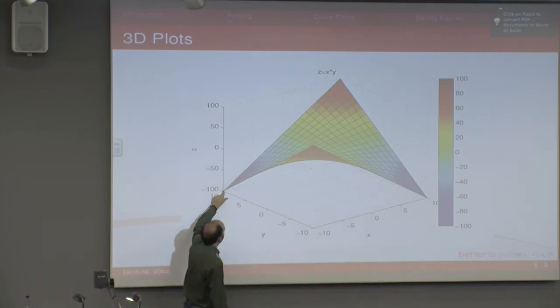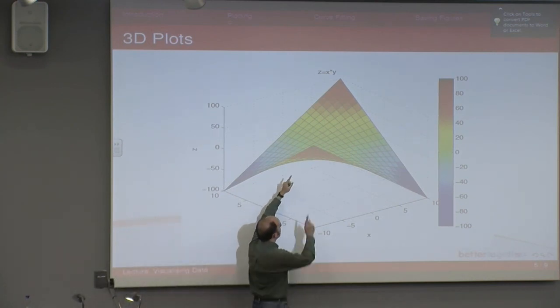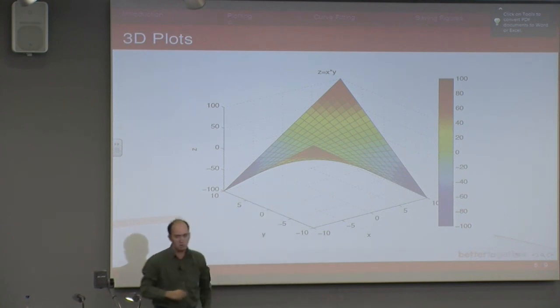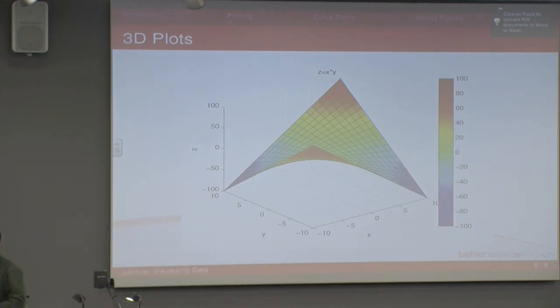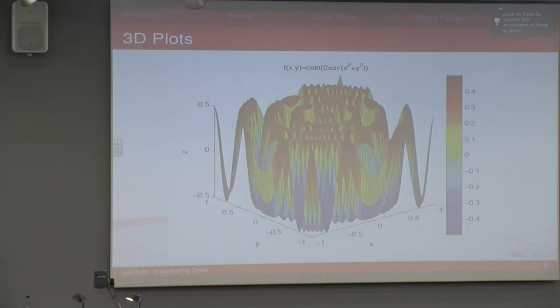So here we've got minus 100. Up the top we've got red. And you can see the point in the middle here, that's in the forward corner, and that's also 100 as well. So you get that sort of 3D parabola shape, because there's two parabolas there. Well, in fact, there's more than two. A 3D helix. Again, there's a bunch of commands you can see in the notes that shows you how to plot such a thing. And they can get very, very complicated.